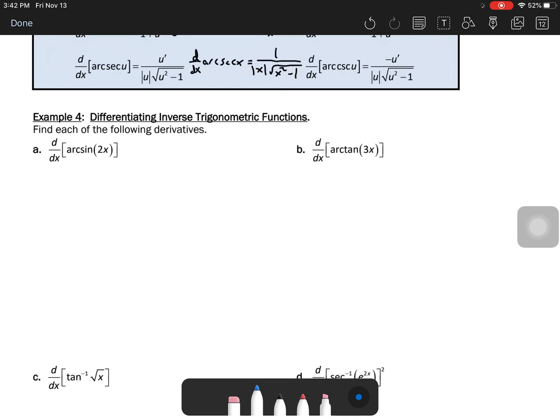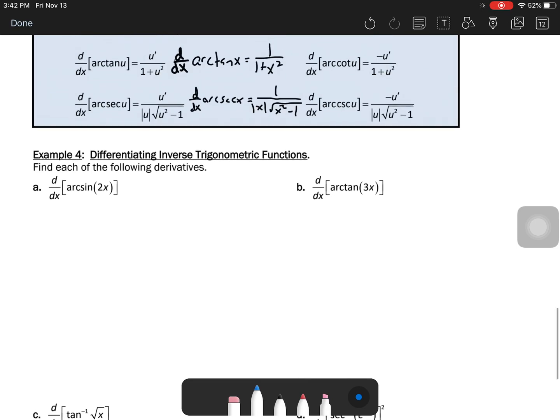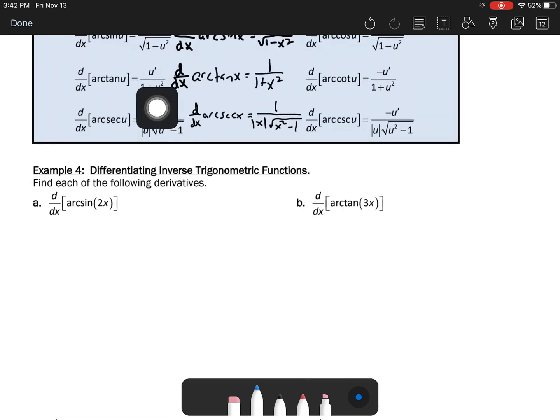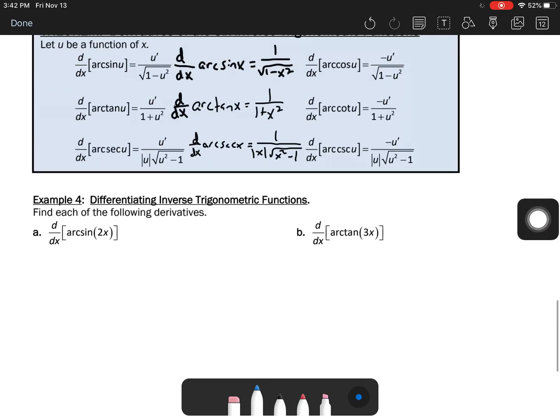So if we're taking arc sine of 2x, and we know that the formula for that is going to be, u prime over 1 plus u squared, u being the 2x in this case, right? Oh, I'm sorry, that was arc sine, not arctan, my bad. Go up here. U prime over square root of 1 minus u squared, right? That's my formula. So I'll just write that here just so that we know what it is, but it'll make more sense when I have it written right beside the problem.